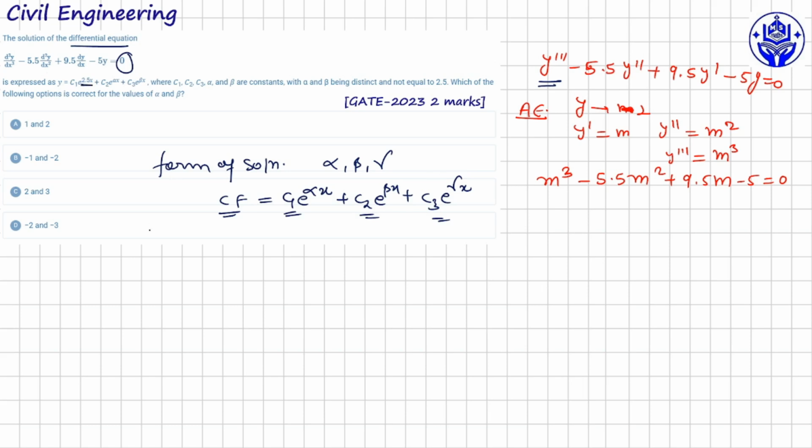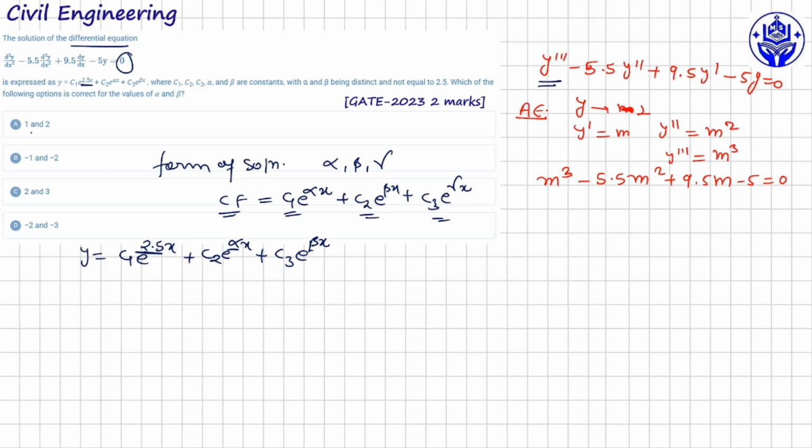This is the solution given: c1 e to the power of 2.5x plus c2 e to the power of alpha x and c3 e to the power of beta x. So one root is given here. It means it will satisfy this differential equation. If it satisfies this differential equation, then the other two roots should also satisfy it.